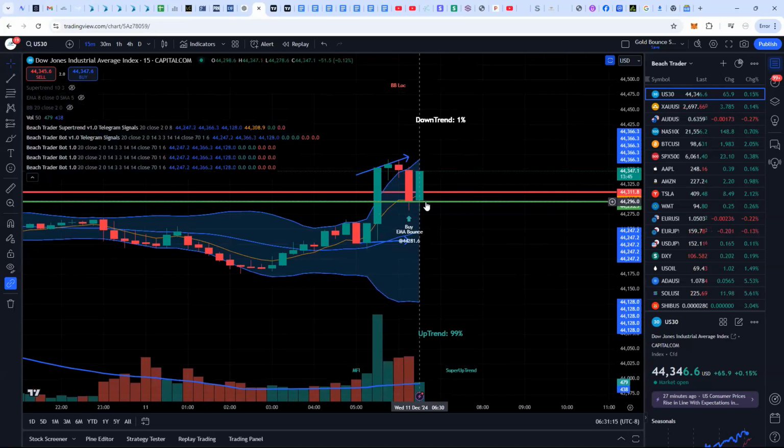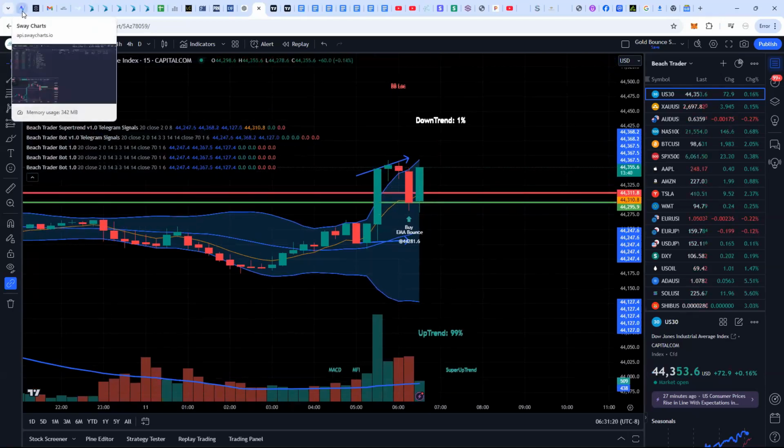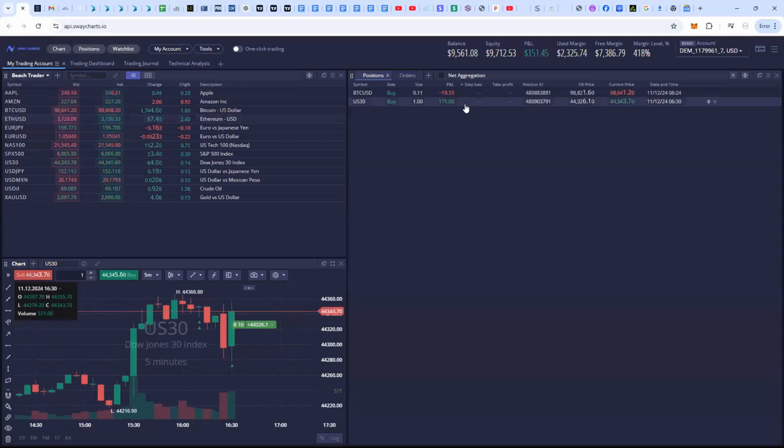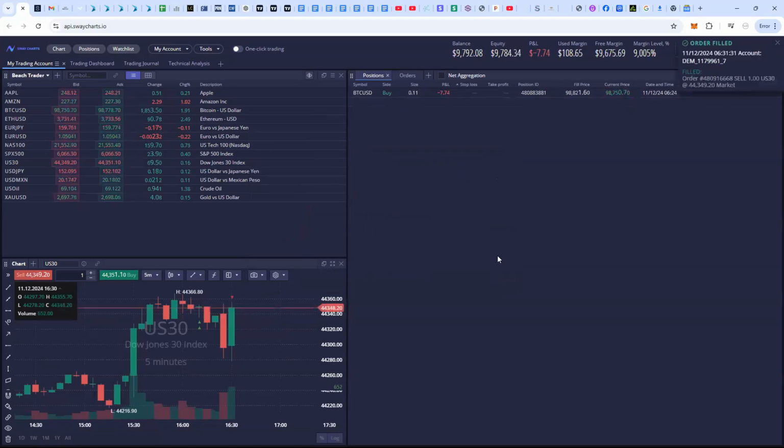The bot told us to buy, and you see it going way up. Let's look at what that looks like in our trading account now. Now we're up $159, $200 now. Let's get out of this trade. Everybody out, out, out. So we won about $229 on that trade.